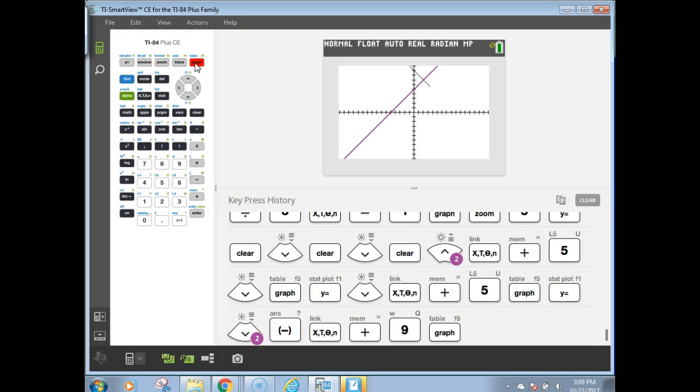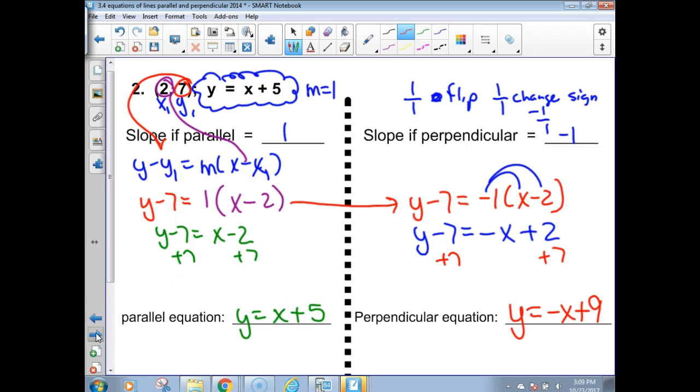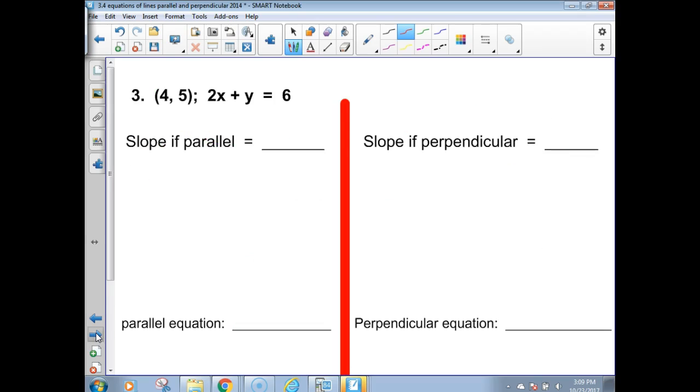And now we can see those two and that one. And, whoa, nice right angle right there. That's what they should look like if they're perpendicular. Okay, did you get a chance to look at it and practice putting them in a grapher, I hope. All right, next one, number 3.